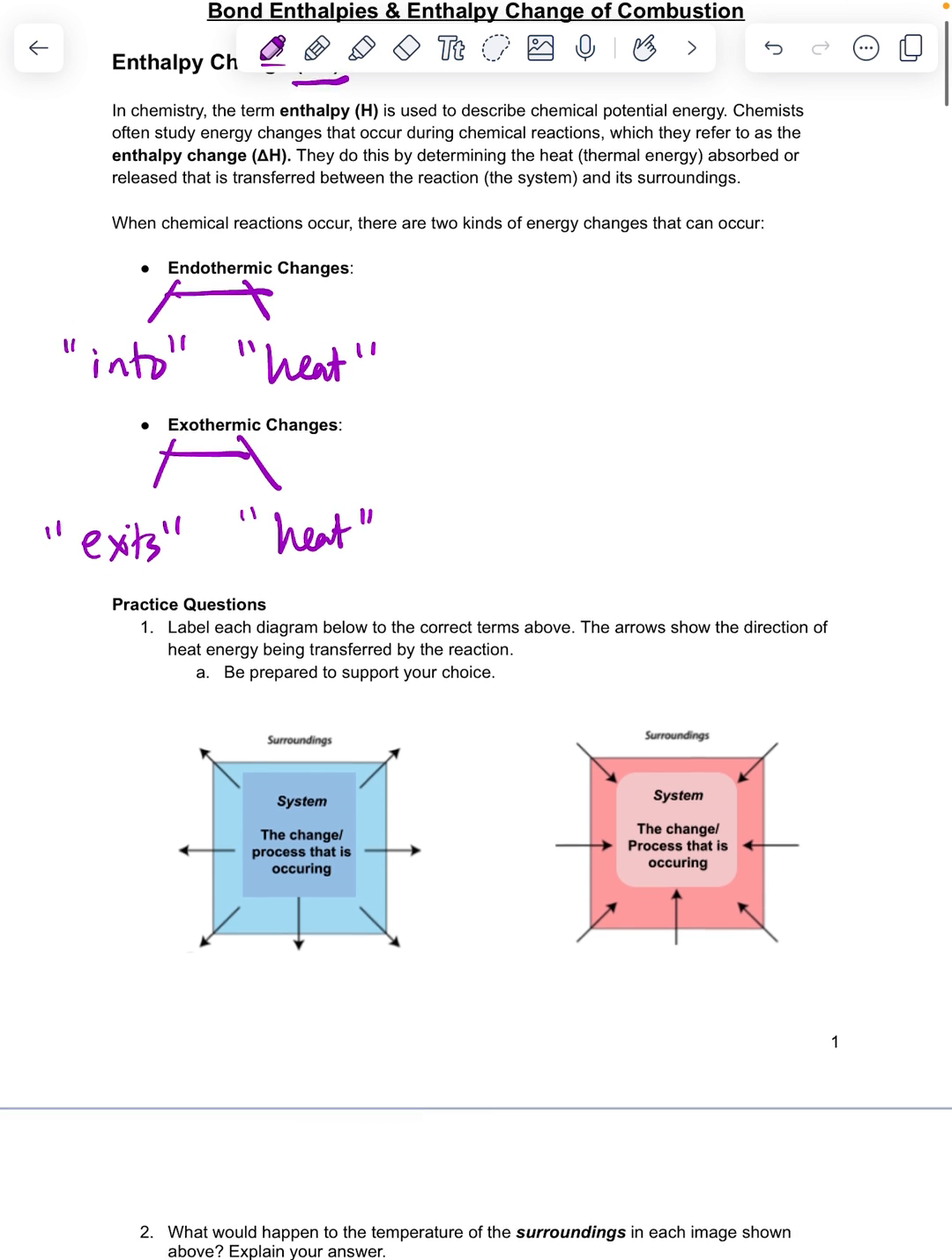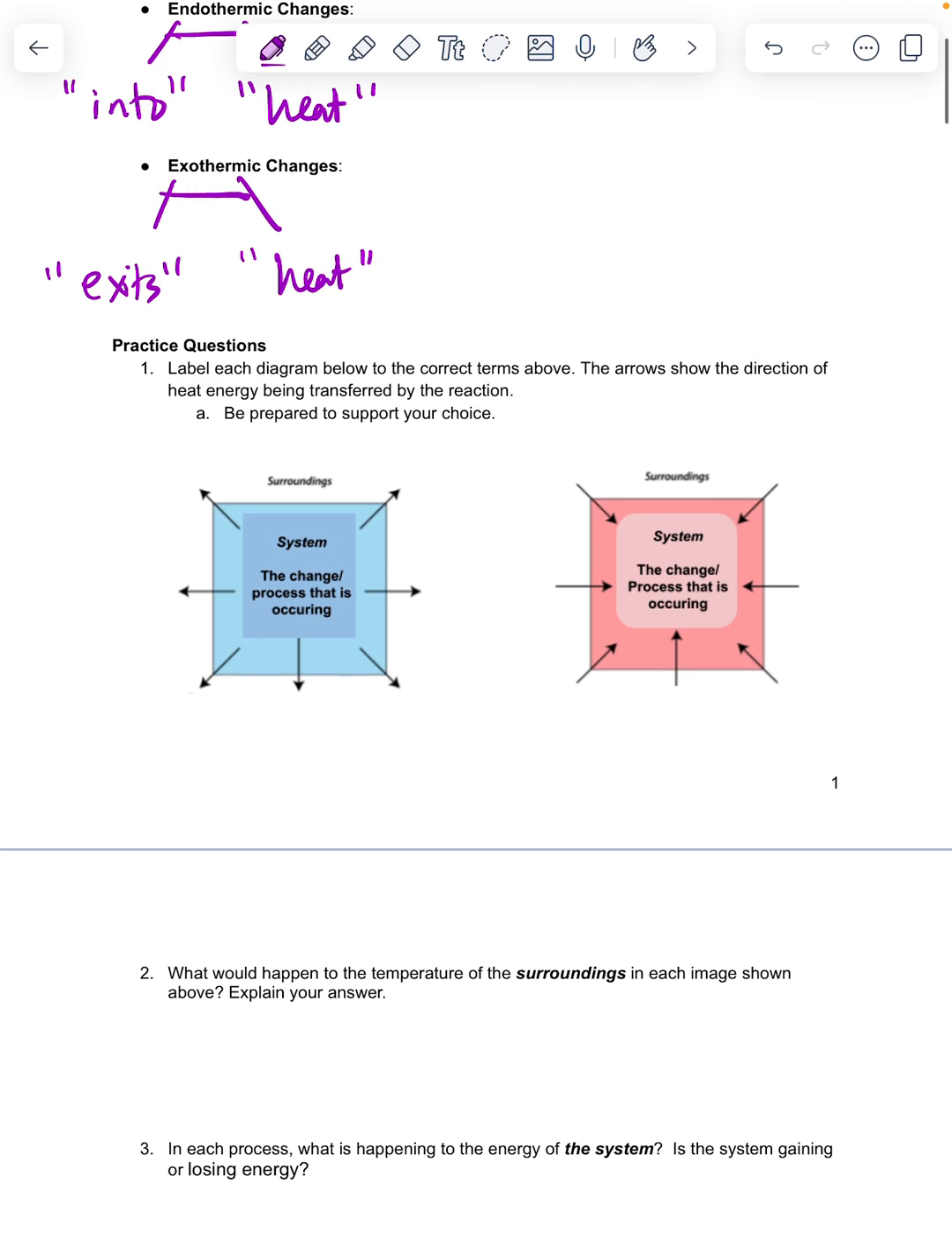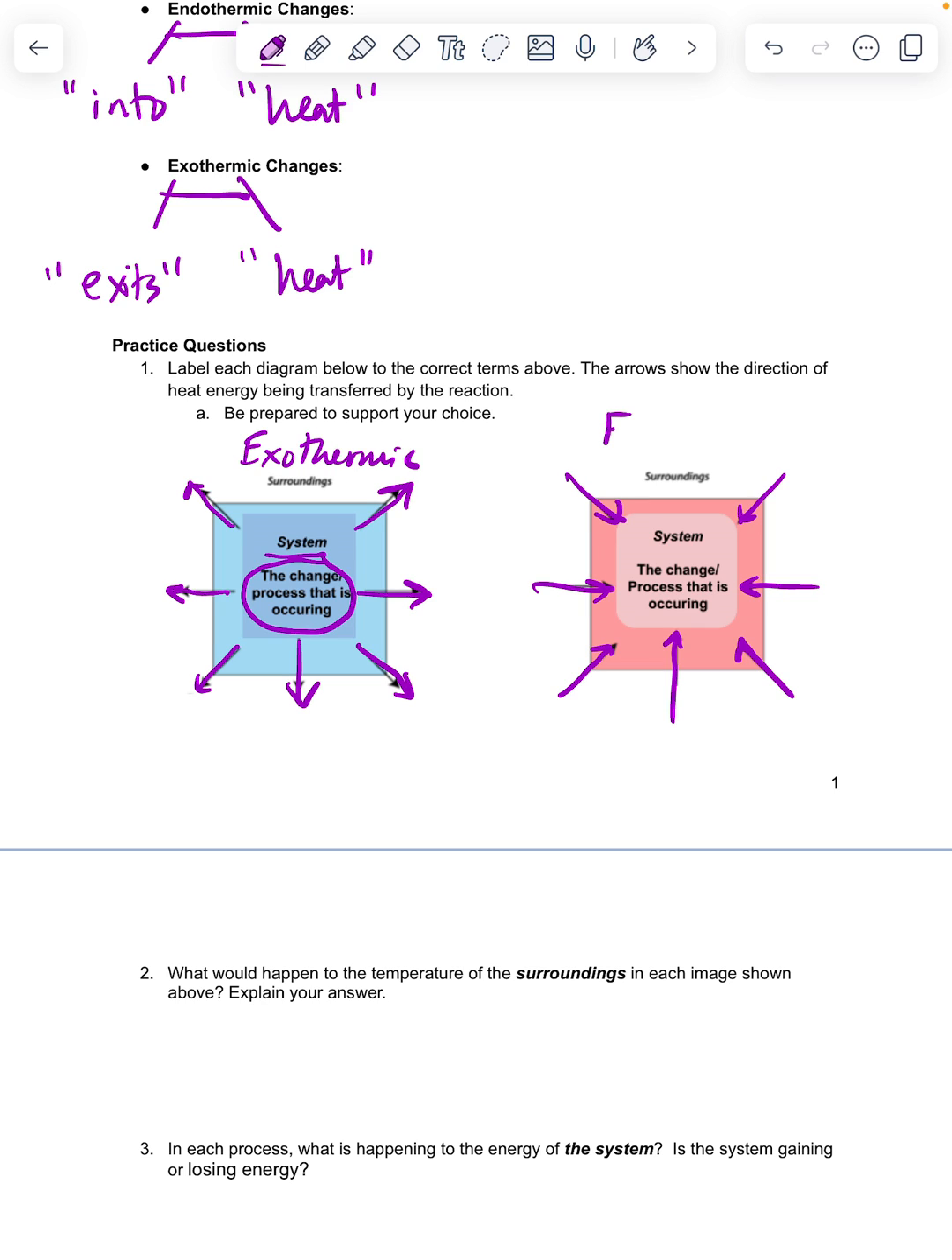If we look down below at these diagrams, in one of them, we see the system, or the change process that is occurring, and we can see that these arrows that represent heat are exiting the system and going to the surroundings. Therefore, this diagram represents an exothermic process. The exothermic process is releasing heat to the surroundings. If we look at the one on the right, we see that the heat energy is going into the system. And therefore, since heat is going into the system, heat is being absorbed, and we say this is an endothermic process.